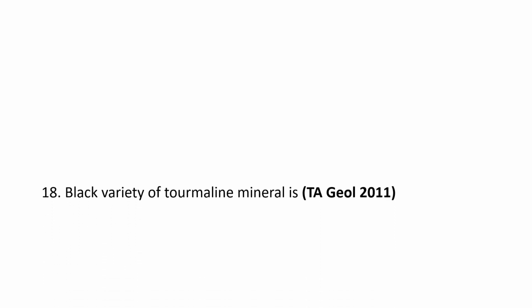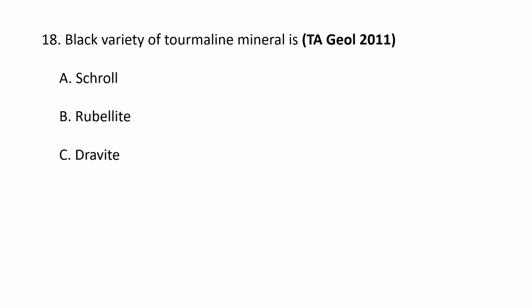Next question. Black variety of tourmaline mineral is A. Schorl, B. Rubellite, C. Dravite, and D. Elbaite. Black variety of tourmaline is schorl.